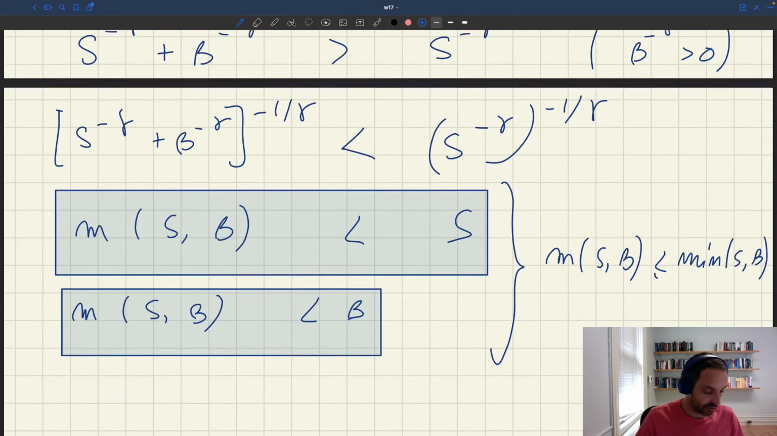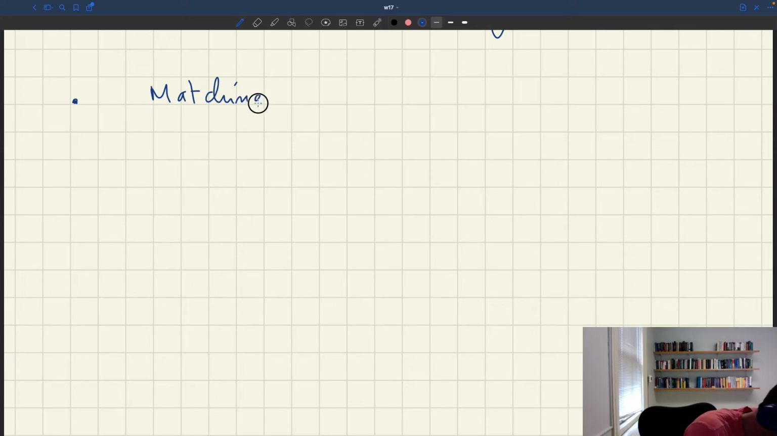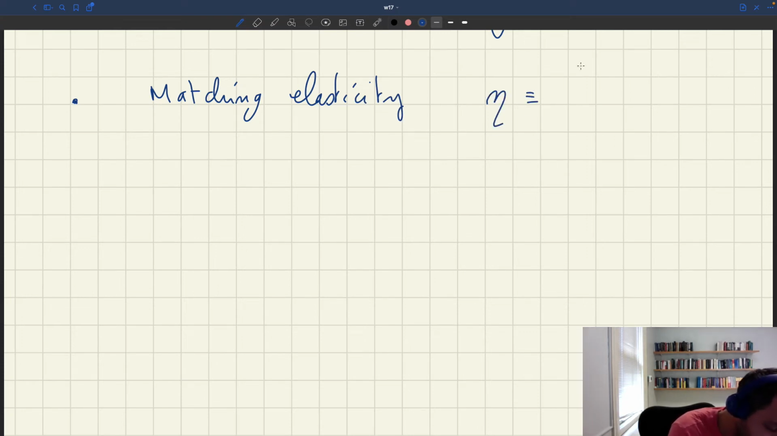One last thing that I want to point out is that the matching elasticity in the case of the CES matching function is not going to be constant, unlike what we had in the Cobb-Douglas matching function. So you remember, and that's a very important elasticity in matching models. So the matching elasticity is just, by definition, the elasticity of the matching function with respect to the number of sellers.